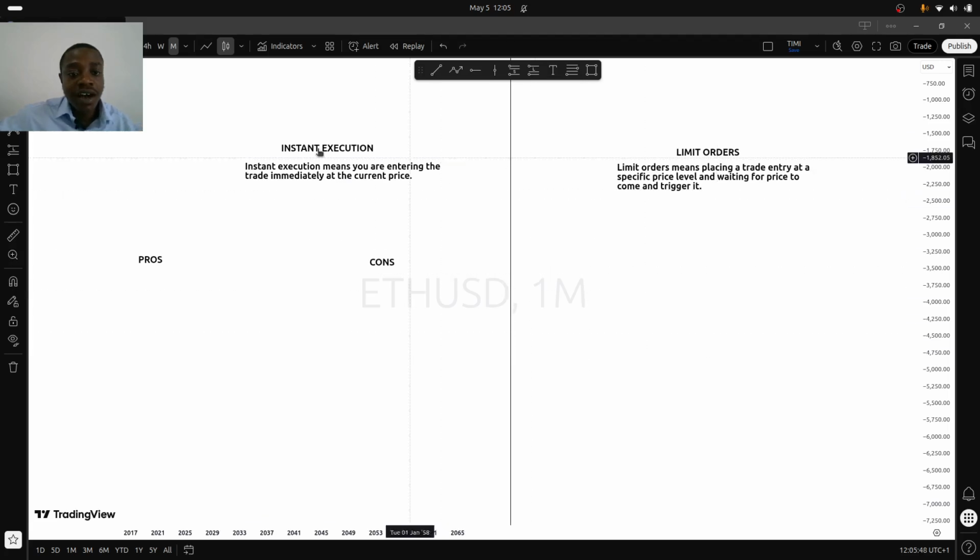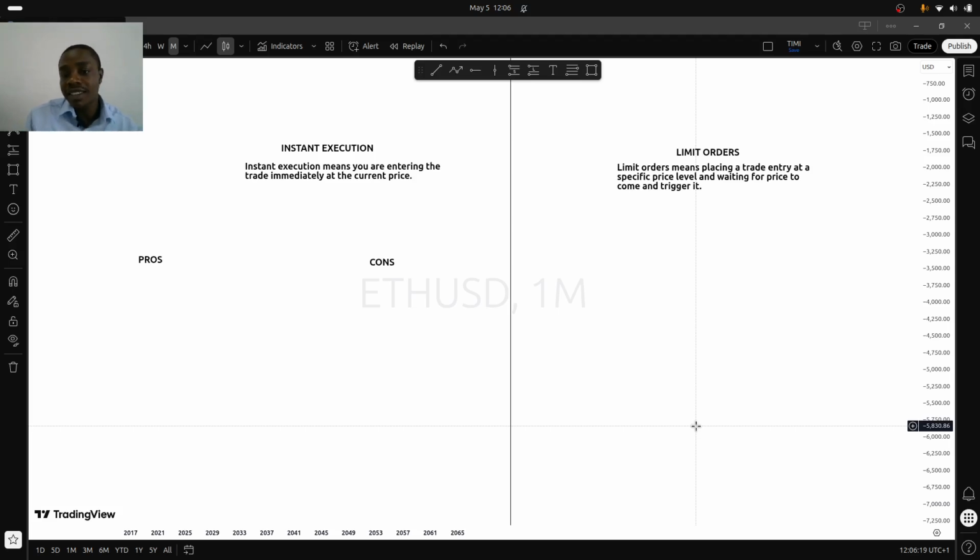So I already have annotations on my screen about the meaning of instant execution and limit orders, as you can see on my screen. Instant execution simply means that you are entering the trade at the current price. You come to the chart and price is already at your POI, however you trade. So all you have to do is not think, just carry your phone and execute the trade. That's what we mean by instant execution.